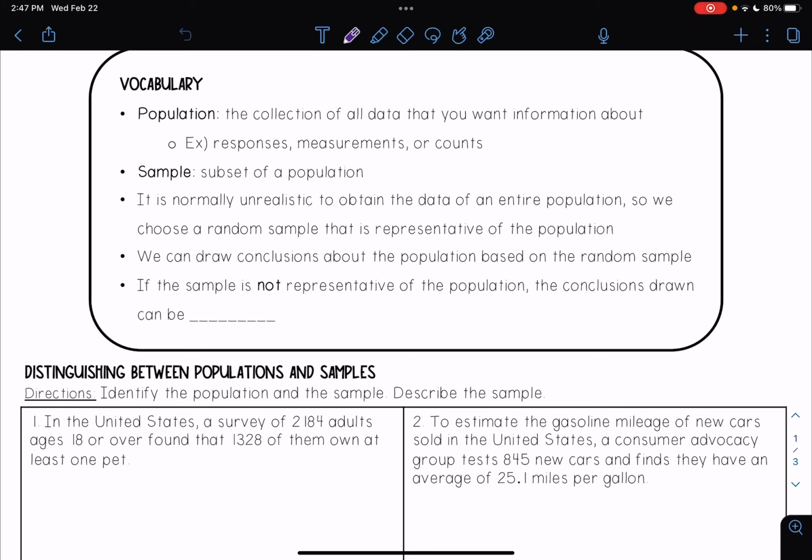However, if the sample is not representative of the population, the conclusions drawn can be invalid. So maybe if we're looking at a question to all high school students across America, but we only ask high school students in California, they may give different responses than those, let's say, in Tennessee. So those conclusions could end up being invalid.